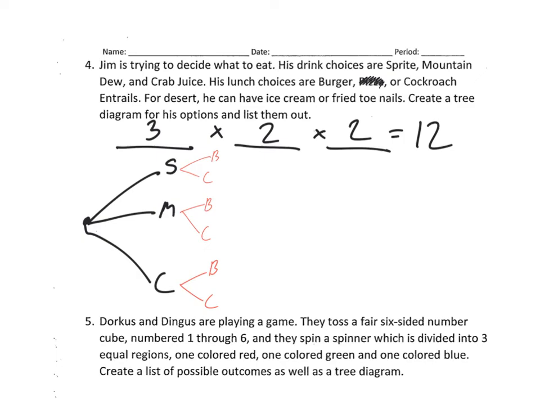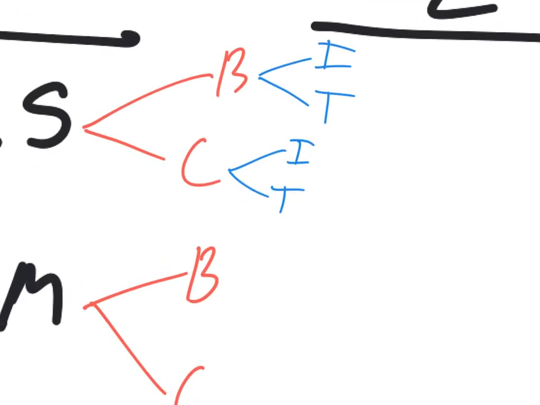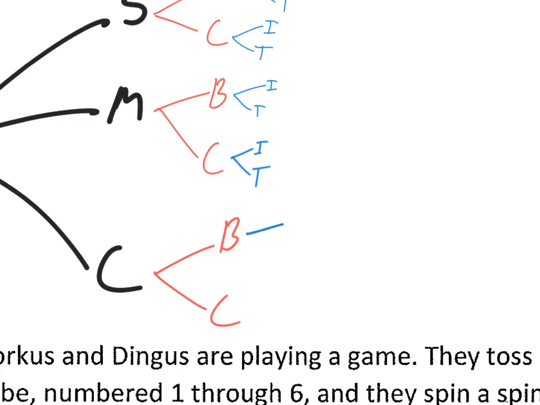So we're going to label that just I, and we'll go with T. So if I went with a burger, I could have ice cream, or I could have toenails. Same thing here. Ice cream, toenails. Sorry, my I's and my T's are not very different. All right, so we got I, T. Same thing here. I, T. And finally, I, T.